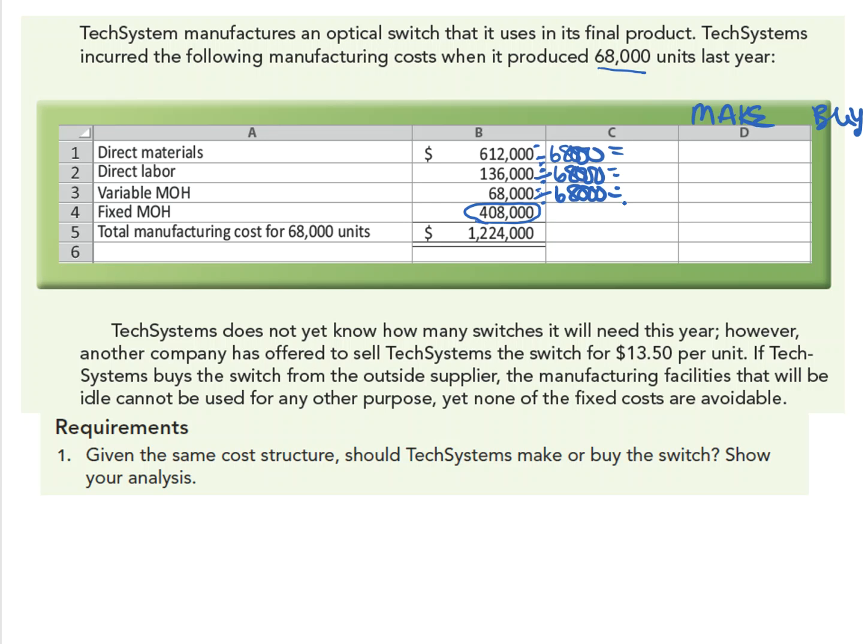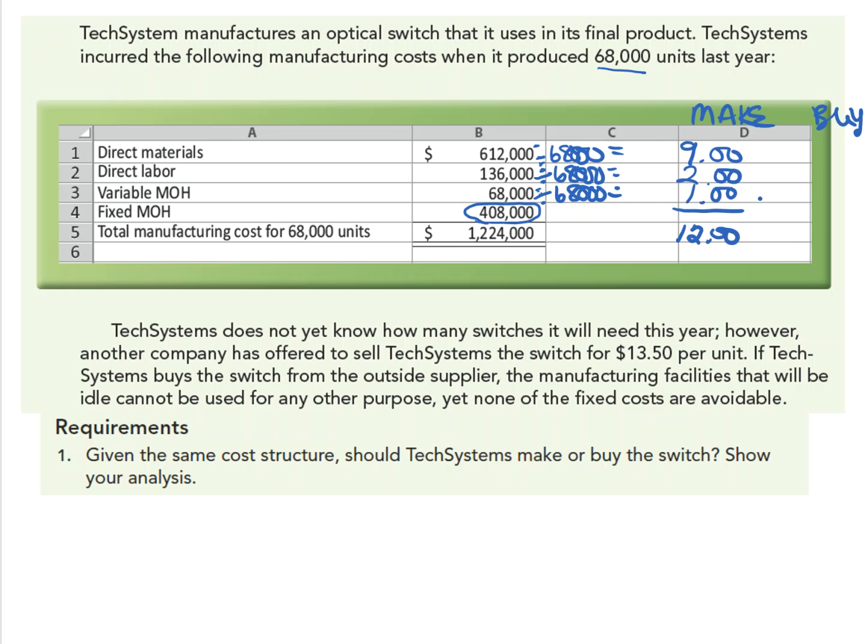So it looks like for our direct materials, if we take 612 divided by 68,000, it's going to cost us $9 to make in direct materials. And it will cost us $2 in direct labor, 136,000 divided by the 68,000. And then $1 in variable manufacturing overhead, 68,000 divided by 68,000 gives us $1. That gives us a total $12 variable cost per unit.